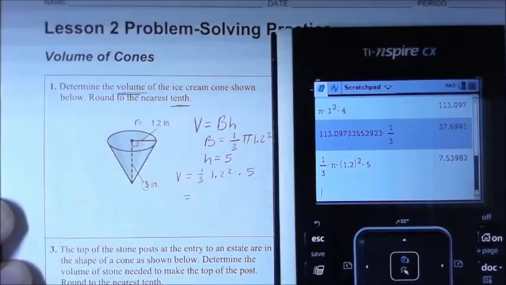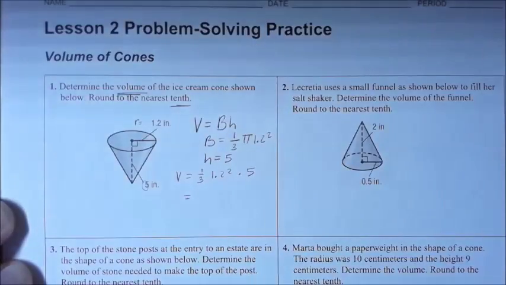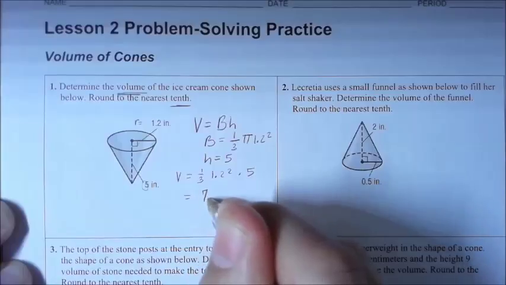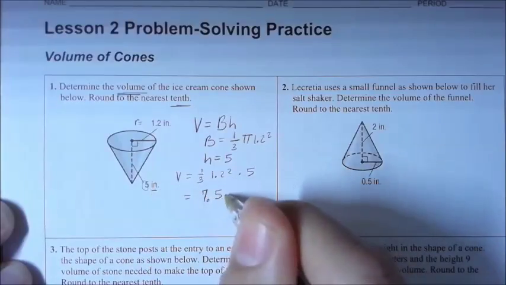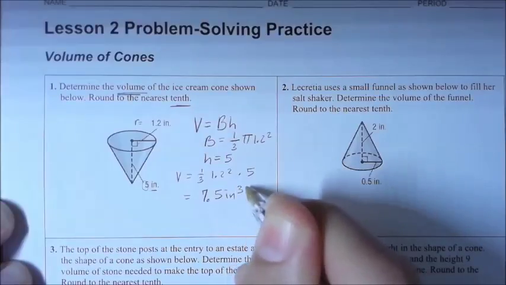Once we put that in our calculator, we're going to hit enter, and it gives us 7.53. So if we round that to the tenths place, we have a 3 after our 5, so that's our hundredths place. Because it's 4 or less, we let it rest. So we have 7.5, and that's inches cubed.